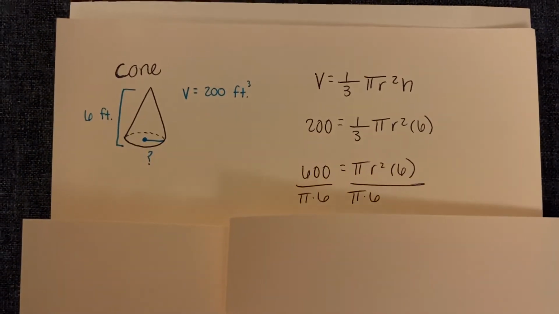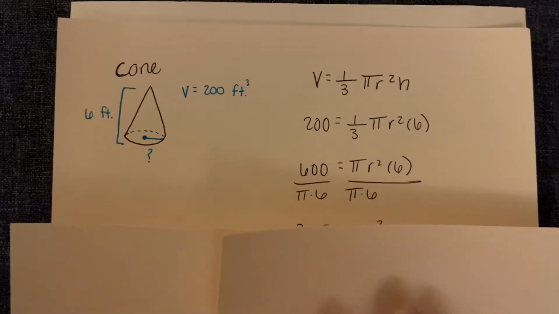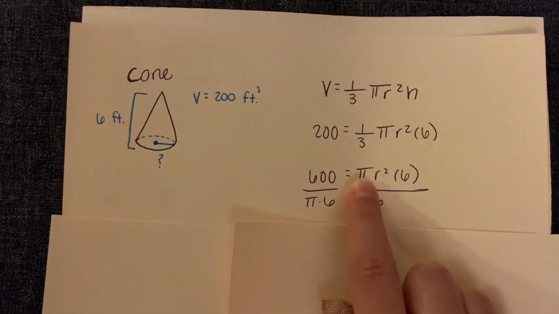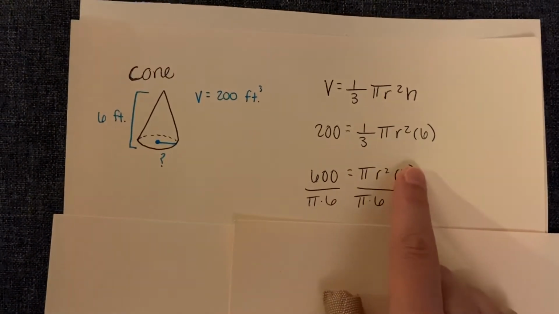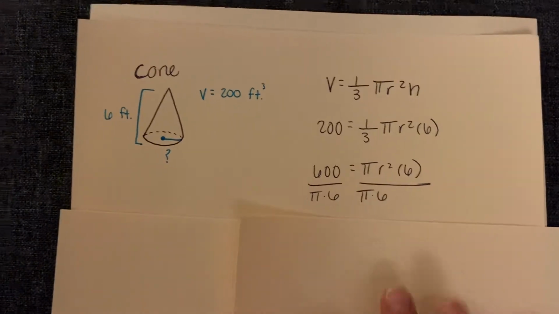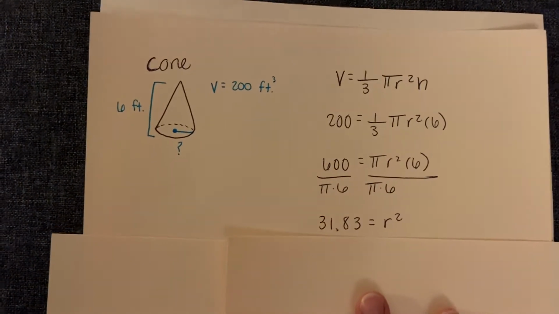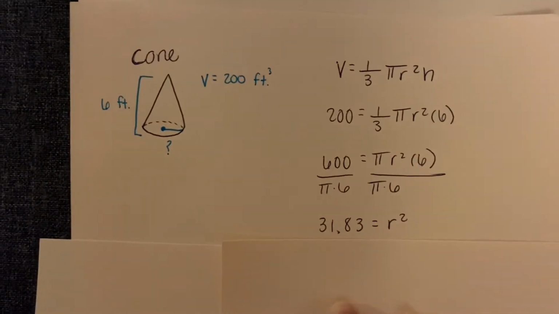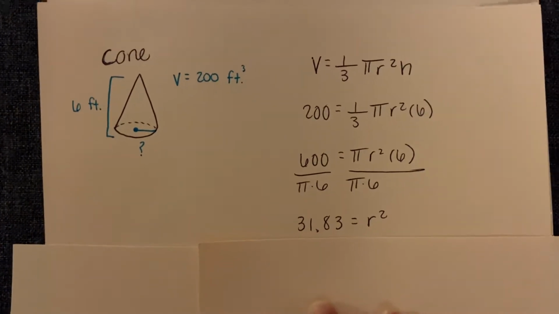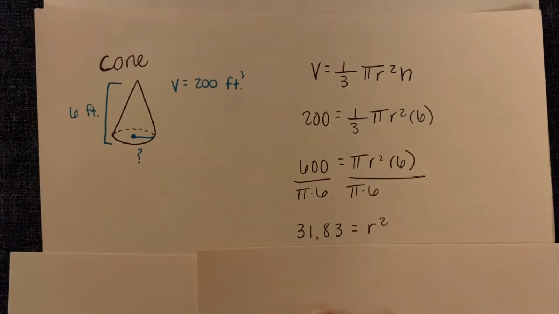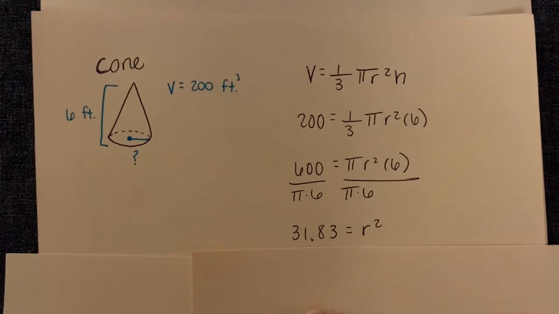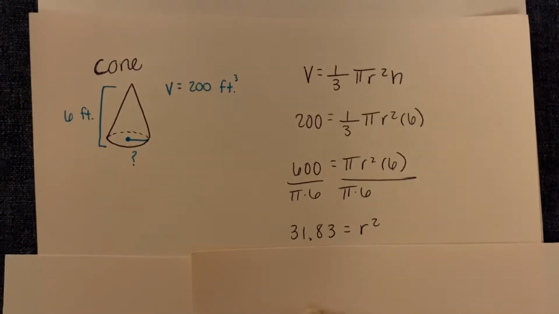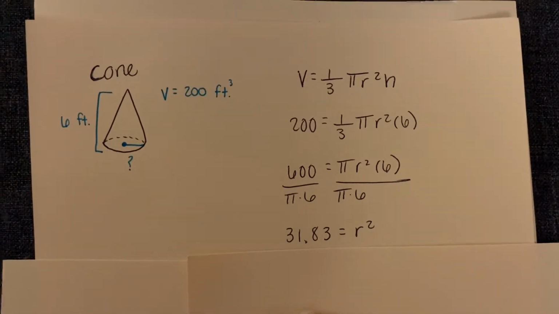Here we go, pi times 6. Pi times 6, the pi cancels out there. The 6 will cancel out here, leaving me with 31.83 equals the radius squared. Now, am I done with this problem?